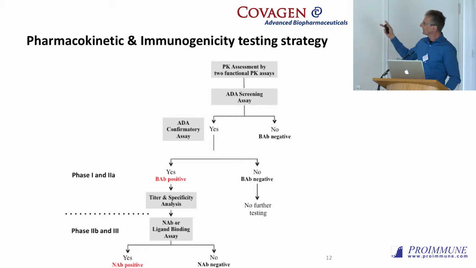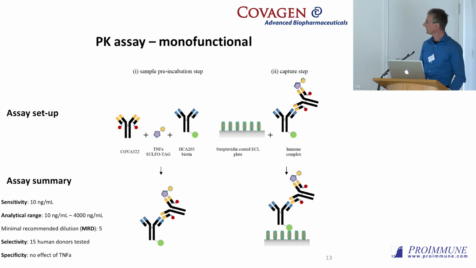So for all our early clinical study samples, we actually start with PK measurements with two different PK methods. And I'll show you the assays later on. And then we do the classical stuff. We do an ADA screening assay, confirmatory assay. Then we do titer analysis. But then we also do this so-called specificity analysis. And now I start with PK assays with our first assay, and that assay is called monofunctional assay.